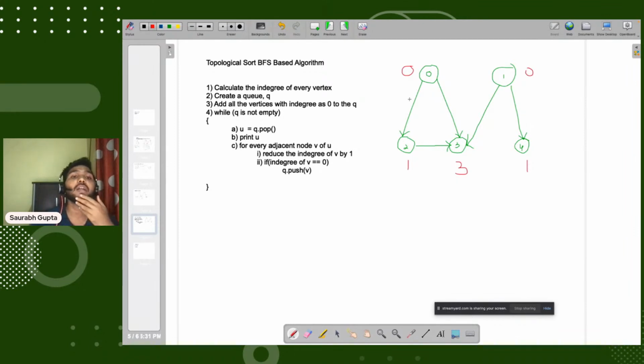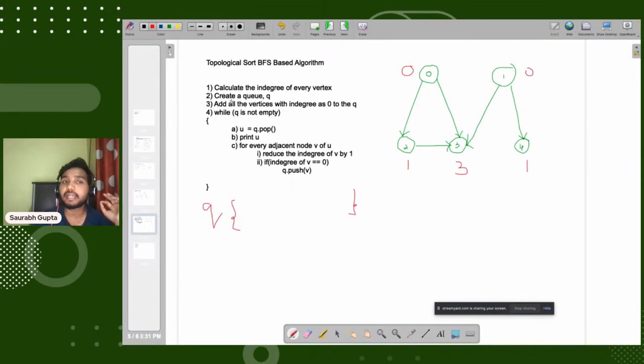Now moving forward, what is the next step? The next step is we should create a queue. Okay, how the queue will help us, I'm going to tell you. We need to create a queue, and this should be a simple FIFO queue. It need not be a priority queue or anything else.